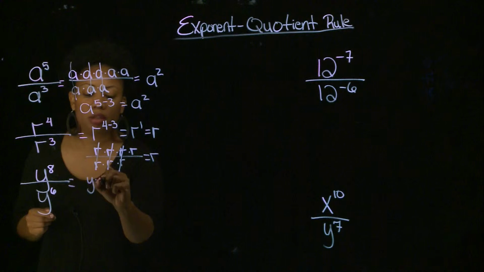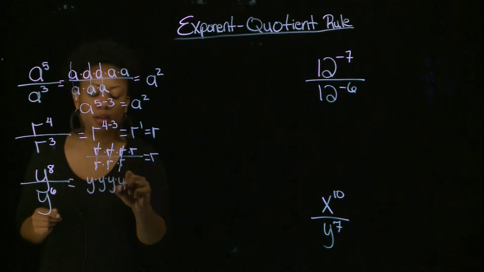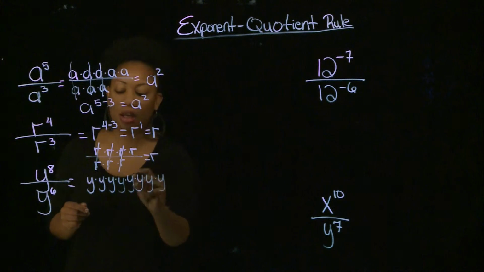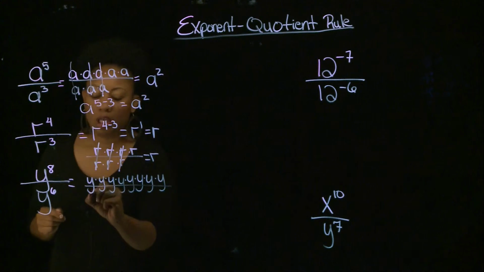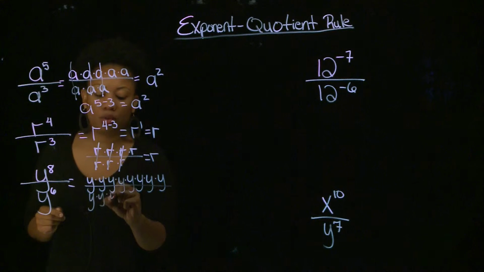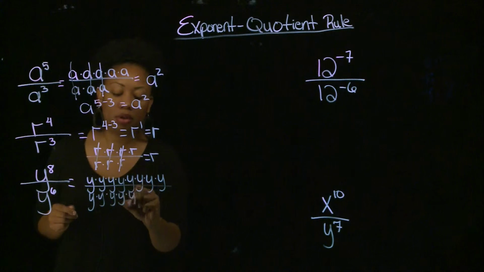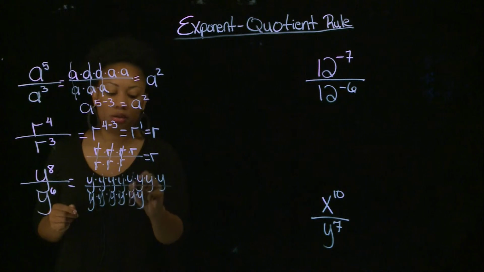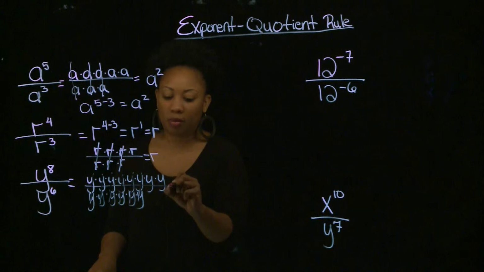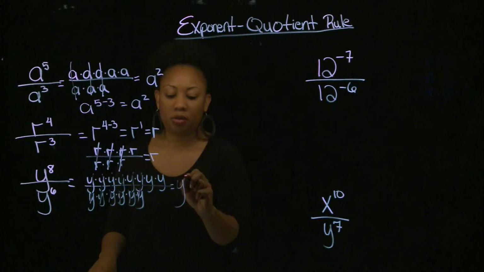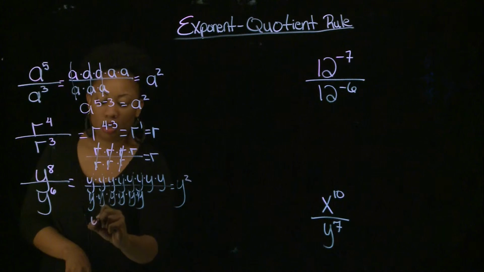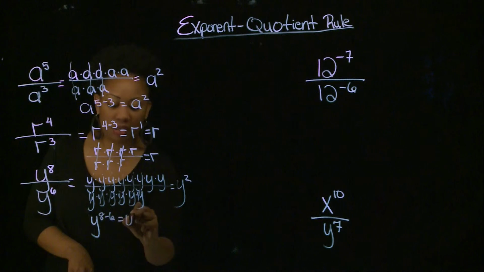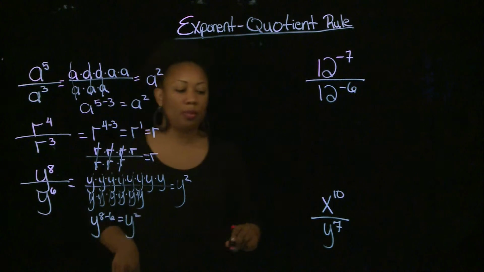So we have 1, 2, 3, 4, 5, 6, 7, 8. And 1, 2, 3, 4, 5, 6. And you are left with y squared. Or you have y to the 8 minus 6, which gives you y squared.